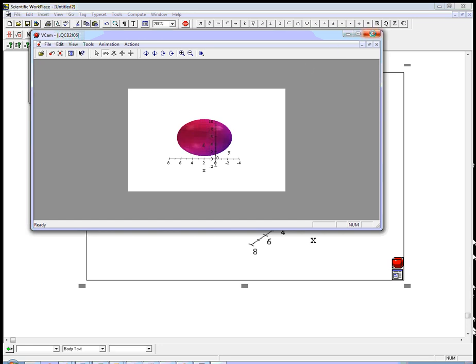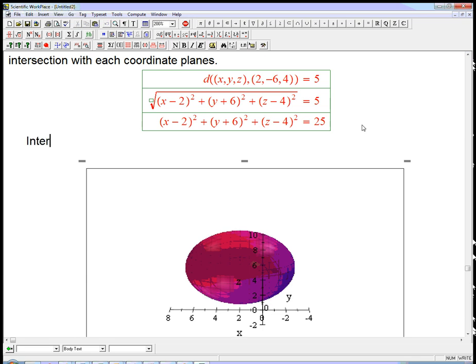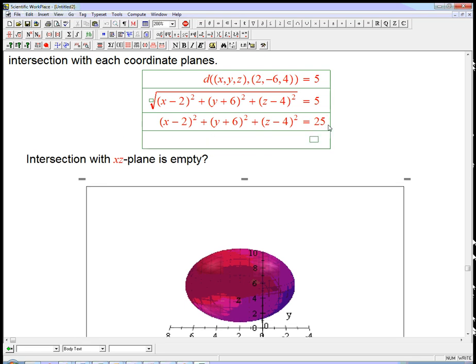So let's do maybe 2 out of the 3 to save a little bit of time. Let's confirm that the intersection with the XZ plane is empty? Question mark. Well, how do you intersect things? Well, as always, you just put a system of equations together. We want all the points that satisfy this equation, and also we want to be in the XZ plane. Well, that's where y is equal to 0.